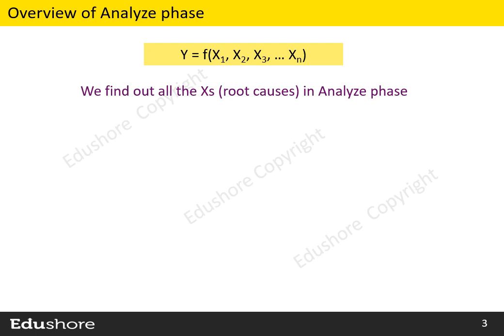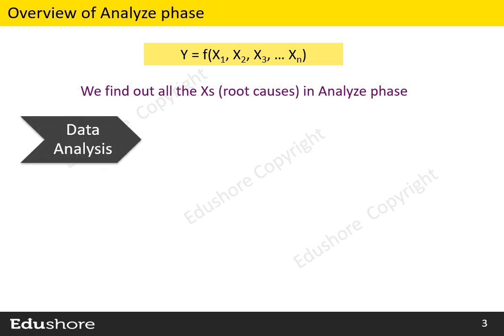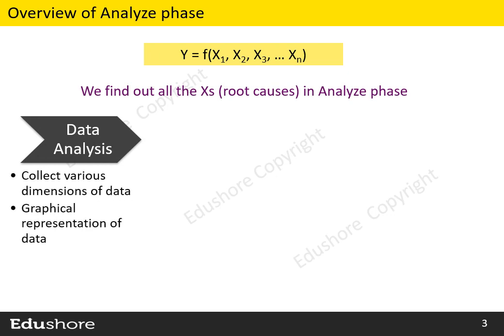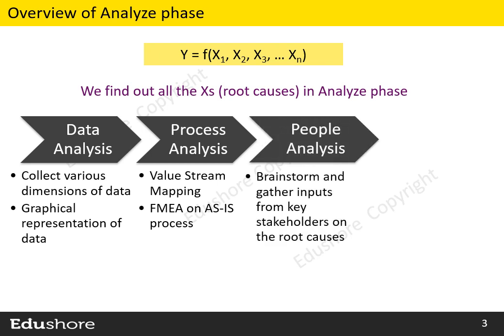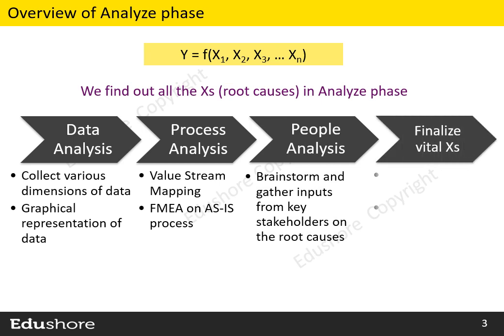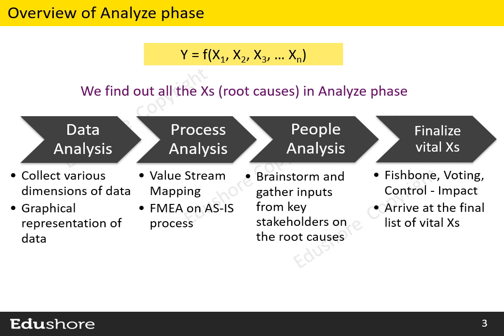Here is the approach to find out all the root causes. We analyze the data using graphical representations. The data gives us some root causes. We analyze the process using specific tools and techniques to get some more root causes. We analyze the inputs from people using brainstorming techniques to get the rest of the root causes. Finally, we consolidate and finalize the list of vital root causes using specific techniques.